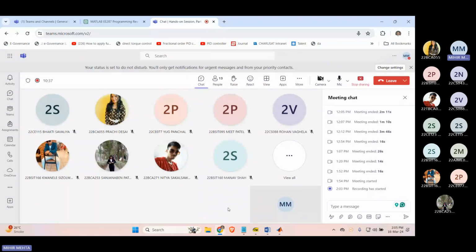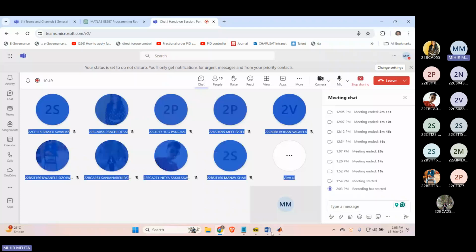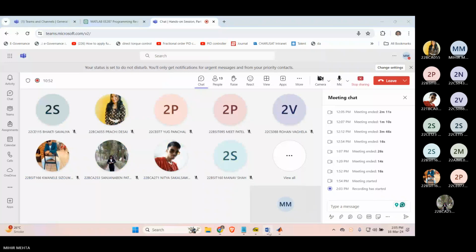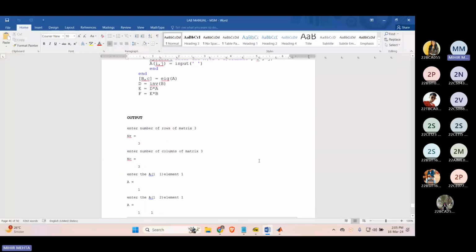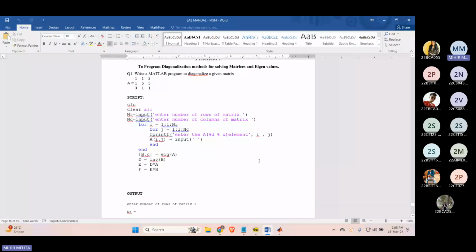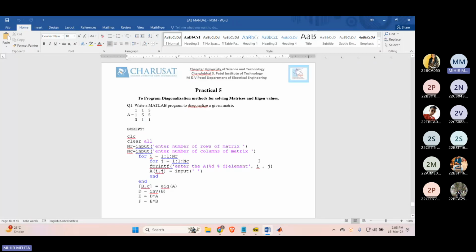So I had also shared a doc file with you, if you can recollect, which had 5 experiments into that. So let me just share that file again with you. In this, I think we'll start. We have done the first 2 practicals. I want you to start with the 5th practical, which is to perform the diagonalization method for solving of matrix and eigenvalue.